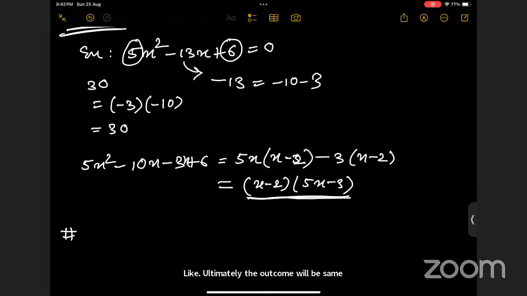Whichever method seems easier to you, you can use that one. The underlying method is actually the same. He took 5 in the end, not in the beginning.